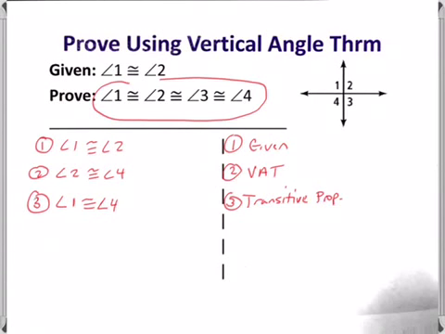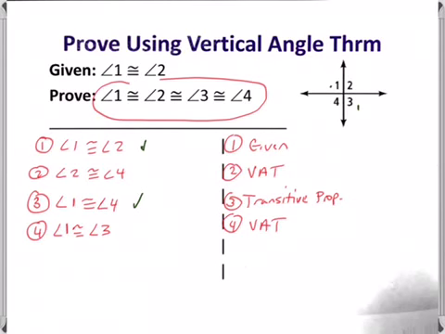From there, I still need to show that, well, if you look carefully, I've proven that angle 1 is congruent to angle 2. I've proven that angle 1 is congruent to angle 4, but I need to figure out a way to show angle 1 is congruent to angle 3. Well, 1 and 3 are vertical angles. So I'm going to go angle 1 congruent to angle 3, and this is by the vertical angle theorem.